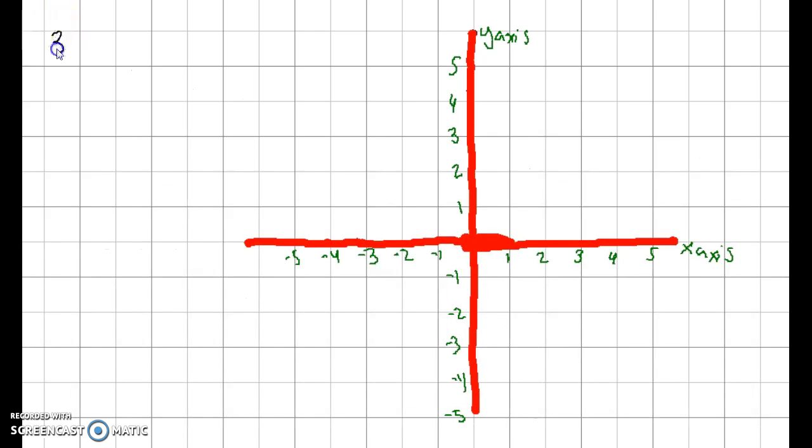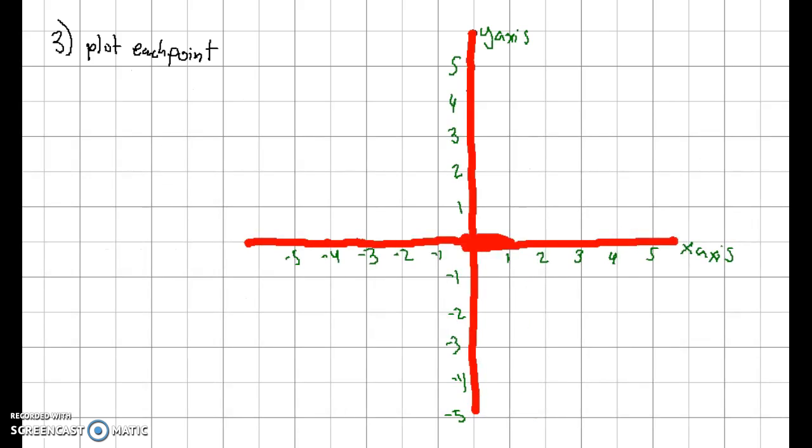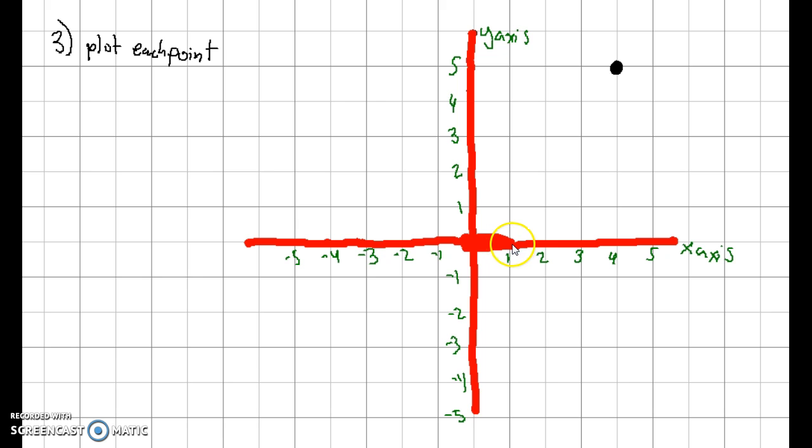So the next thing we're going to do, step number 3, is we are going to plot each point. So plot our points. So our first point is, let's start at the bottom, (4, 5). So I'm going to start at the origin, 1, 2, 3, 4, then 1, 2, 3, 4, 5. So make a dot right there. Next number, (1, -1). So go over 1, go down 1. Next one, (0, -3). So 0, don't go left or right.